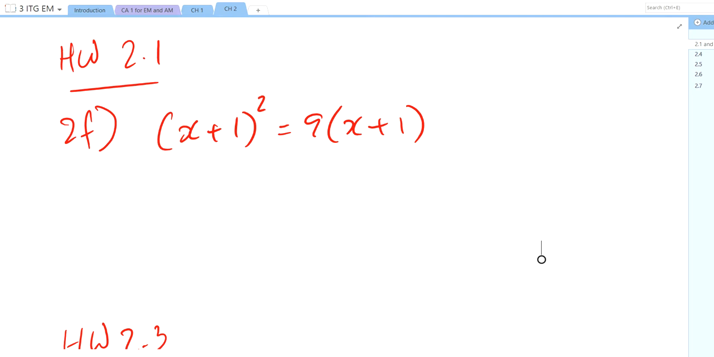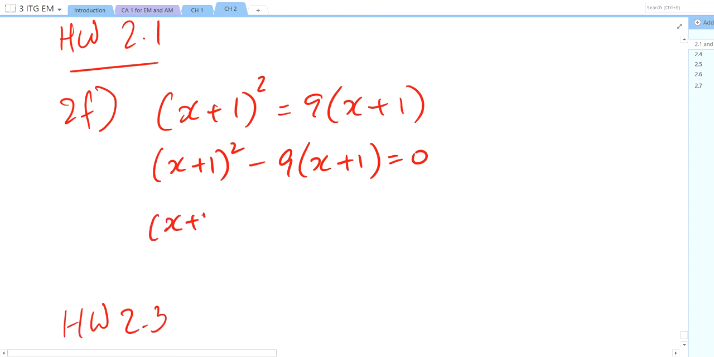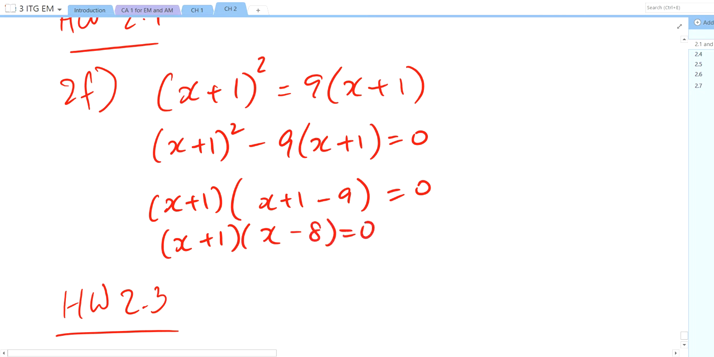So if I subtract 9x plus 1 from both sides, this is what I'll obtain: x plus 1 squared minus 9 times x plus 1 equals 0. Okay, so now, next step, I'll be factorizing x plus 1 out. x plus 1, and in the first x plus 1 squared, I'll be left with x plus 1 again. So x plus 1 minus 9 equals 0. Okay? Therefore, x plus 1, x minus 8 equals 0.